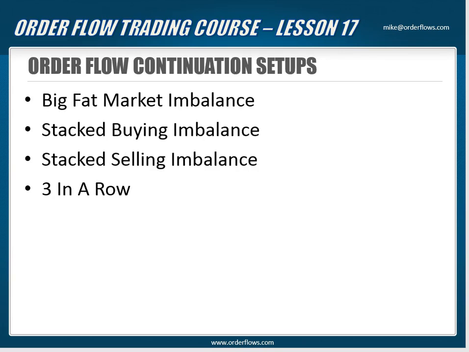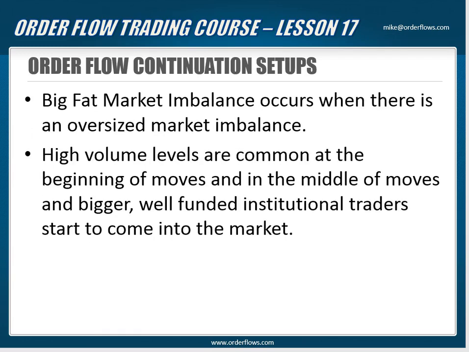So in order flow, I have 4 continuation steps. It's really 3, but one's worded as 2. Basically, it's big fat market imbalance, stacked buying imbalance, or stacked selling imbalance, or what I like to call the 3 in a row. And I'll show you. It's easier to see it, I think, with photos. But quickly, I'll just explain it. A big fat market imbalance occurs when there is an oversized market imbalance.